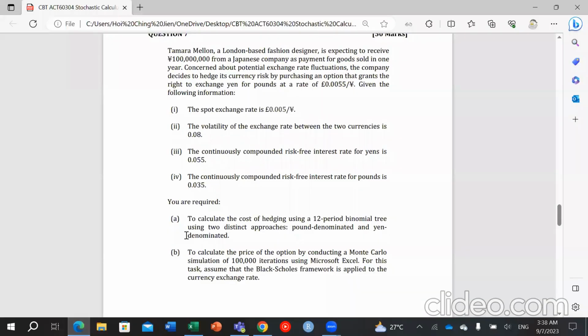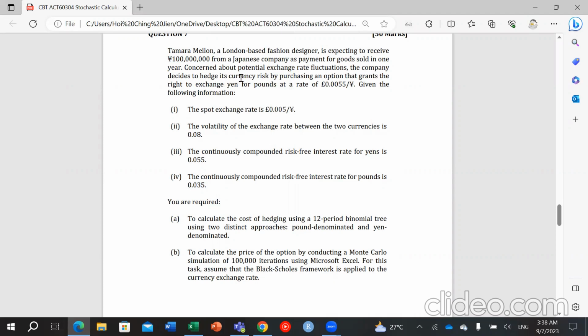So after the presentation of question 1, we are going to present question 7 of our CBT. Question 7 is about currency exchange. Tamara Mellon, a London-based fashion designer, is expecting to receive this value of yen from a Japanese company as payment, and we are concerned about the potential exchange rate fluctuation.